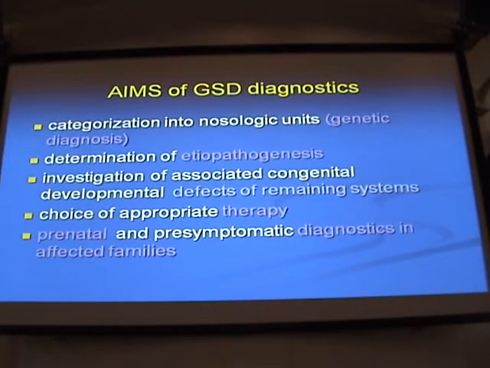Aims of diagnostics is categorization into nosologic units. Secondly, determination of etiopathogenesis. In the third place, investigation of associated congenital developmental defects of the remaining system, so-called joint disorders. The next is to choose appropriate therapy. And last but not least is prenatal and presymptomatic diagnostics in the affected family.